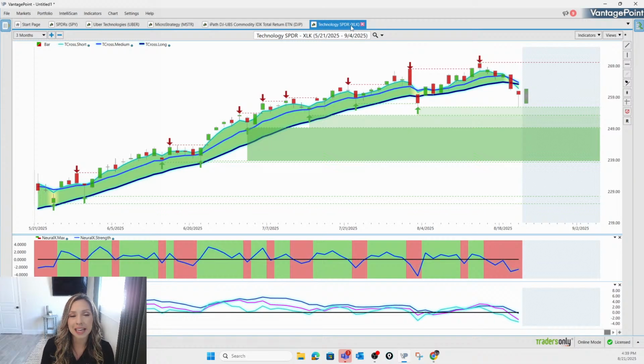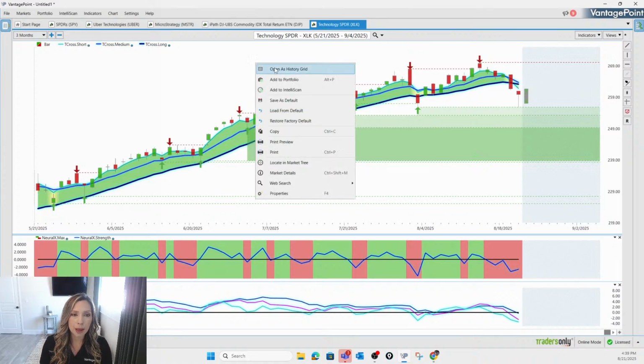So with the XLK, this is an ETF that follows primarily the technology stocks. So you have things like NVIDIA as a core holding here in XLK, right? You have other big tech companies in XLK. In fact, I'm just going to pull open XLK here so we can see.